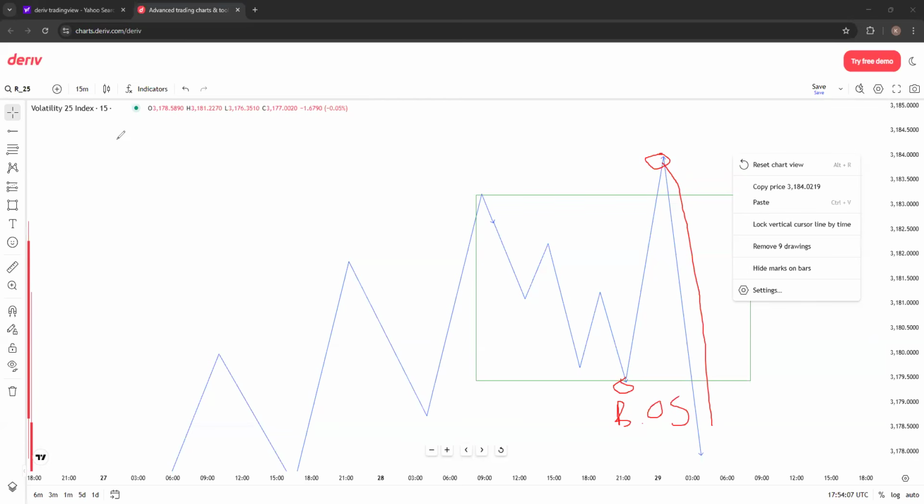A change of character would have existed if we had a high and a low that failed to break that high, and then now we are falling. This would have been our change of character. I hope you now understand this.